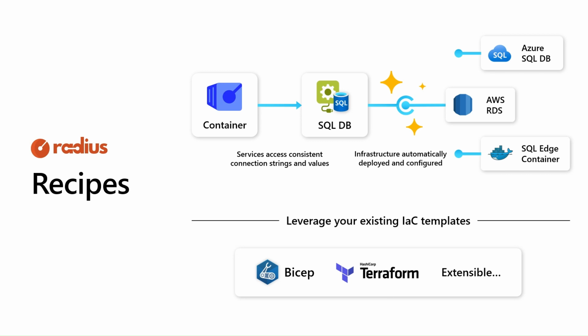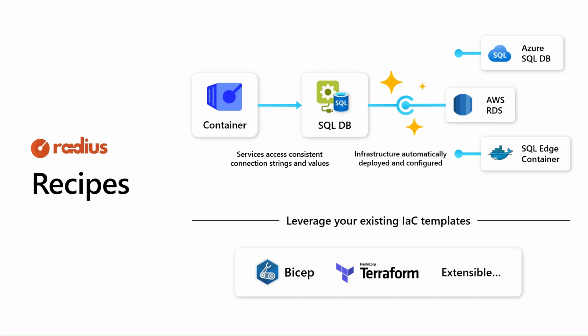I'm a software engineer and cloud architect, and in this video we're going to be talking about recipes in Redis. Recipes enable a separation of concerns between IT operators and developers by automating infrastructure deployment. Developers select the resources that they want in their application. This could be Mongo Databases, Redis Caches, Dapr State Stores, etc.